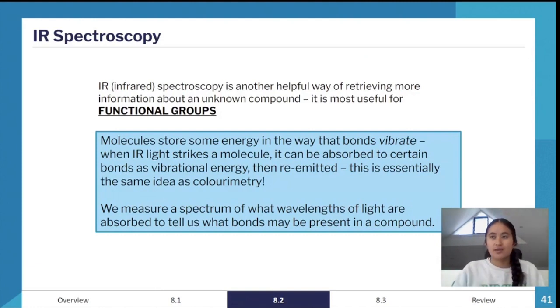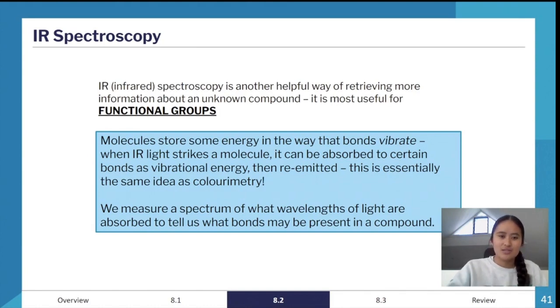Mass spec is often paired with IR spec. IR spec is for determining what functional groups there are. Bonds store energy in the way that they vibrate, and when infrared light strikes a molecule, it can be absorbed by these bonds and cause them to move in a certain way before being re-emitted. It's a similar idea to colorimetry, but we measure the wavelength of the light that is absorbed, and this tells us what bonds are present.